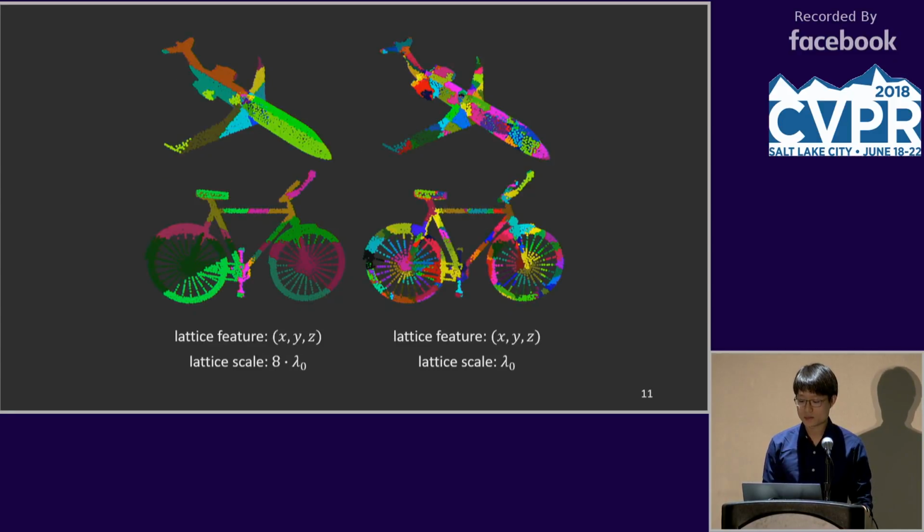Let's see another example in 3D. Here we are visualizing the point clouds so that all points belonging to the same lattice cell are in the same color. On both sides, XYZ is used as lattice feature, but on the right, the lattice is 8 times finer. We can see that by simply using a different lattice scale, we achieve finer discretization of the space.